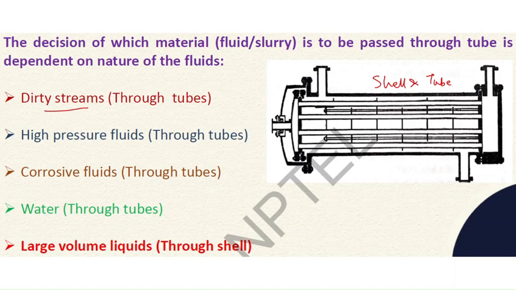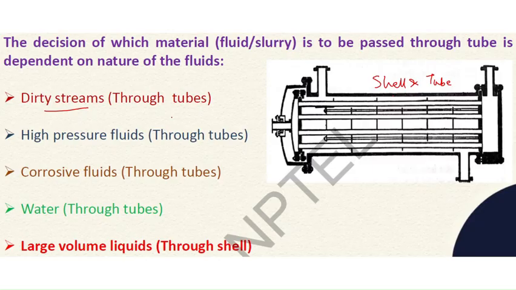So if there are some dirty streams, then we need to put them through the tubes. Why? Because tubes we can clean. We can take out the tubes and clean. That's why dirty streams need to be put in the tube, because it can be easily cleaned, whereas it is difficult to clean a shell.